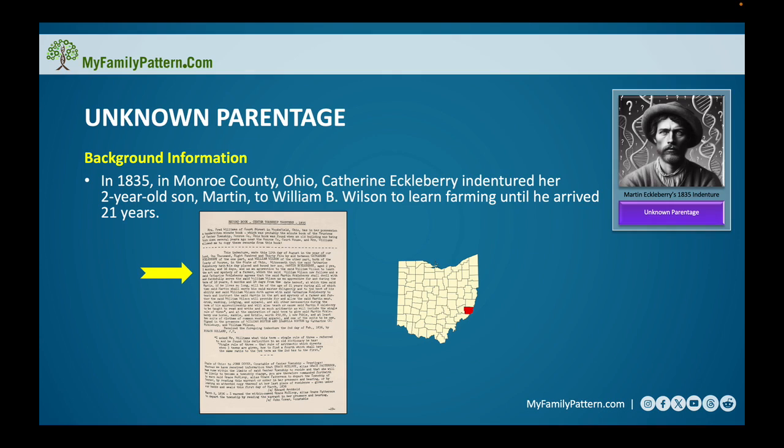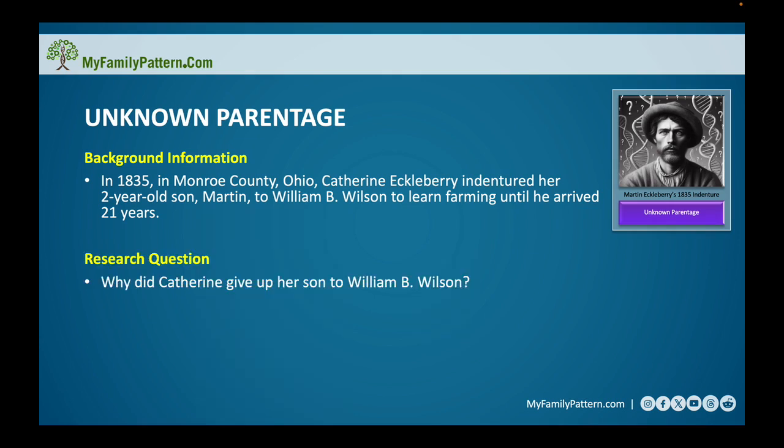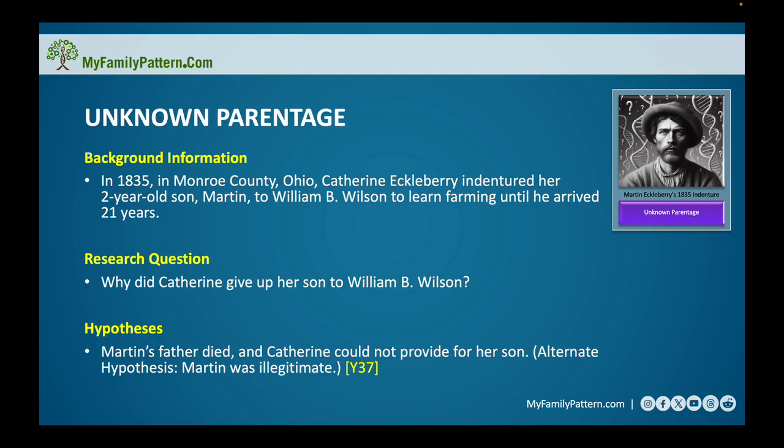And so I wondered, what was going on? Why did Catherine give up her son to William B? Was Catherine somehow related to William? Was there some other circumstance going on? Throughout my research in general in genealogy, typically when an indenture like this happens, it's usually a situation where maybe Martin's father had died and Catherine could no longer provide for her son, and she gave her son Martin to William because that improved his successes in life.